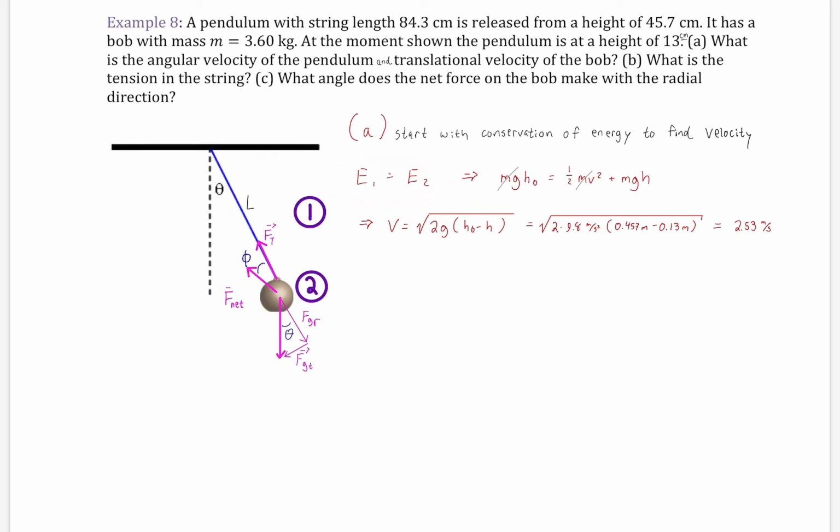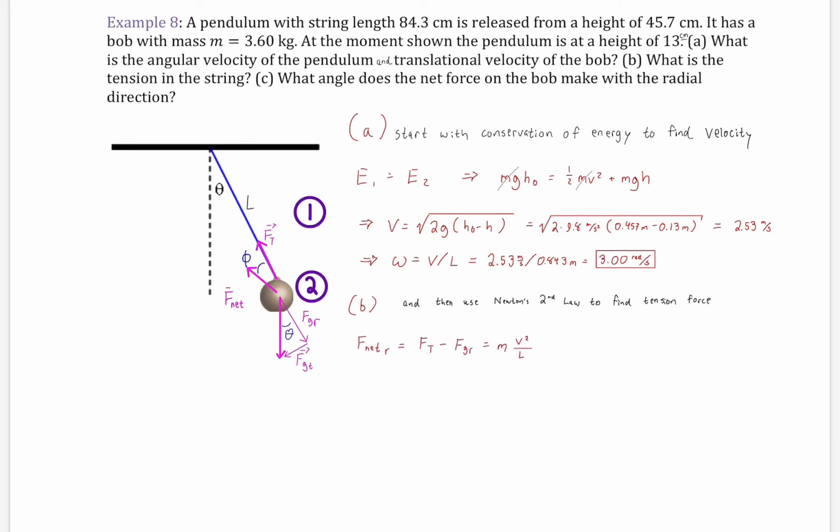So now on to part B. What is the tension in the string? Oh, and by the way, I also asked for the angular velocity. So the angular velocity is just v over L, and this time I remembered to do it. And so this is 3 radians per second. Then part B: use Newton's second law to find the tension force.